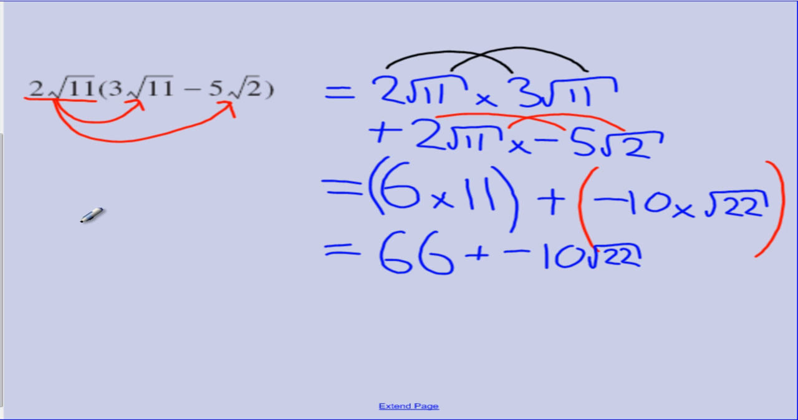And we're almost there. Just got to fix up this little symbol in the middle and give our answer to be 66 minus 10 root 22. And there we have it. There is expanding some brackets using surds, but not quite binomial expansion just yet.